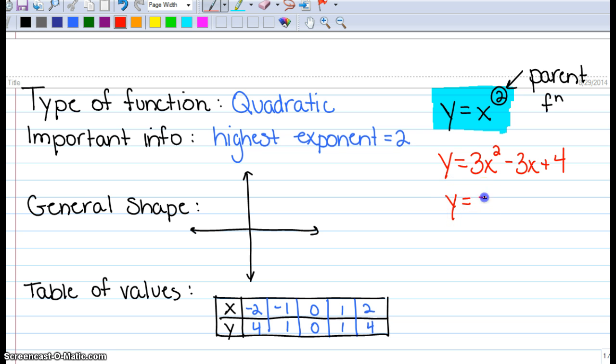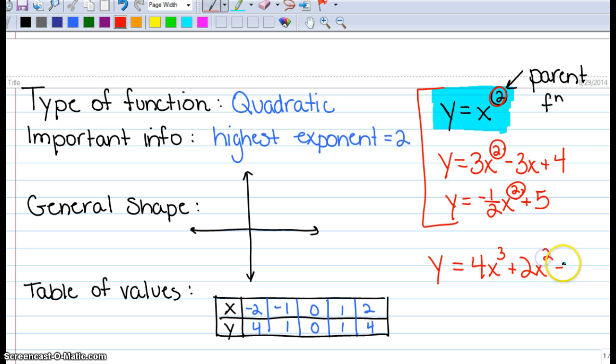Y equals negative 1/2 x to the second plus 5. All three of these are quadratic functions because their highest exponent is 2. An example of an equation that is not quadratic would be y equals 4x to the third plus 2x squared minus 5. And the reason this is not quadratic is because the highest exponent is 3.